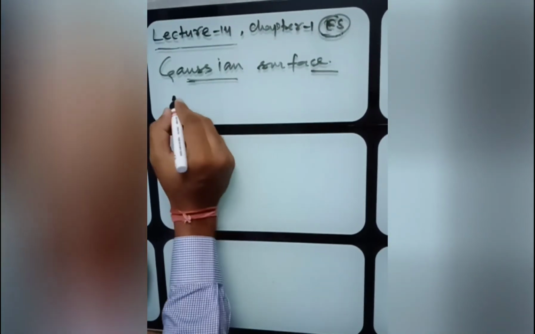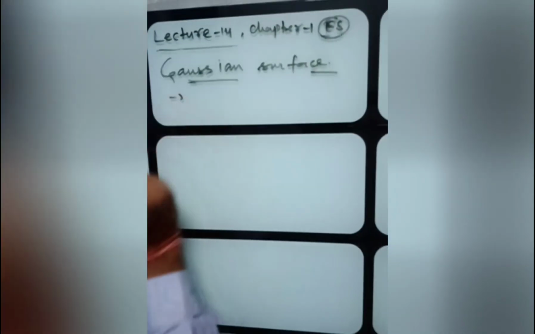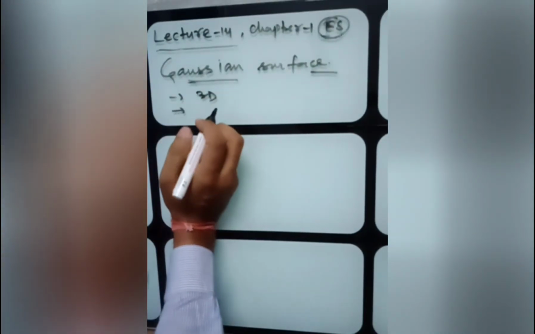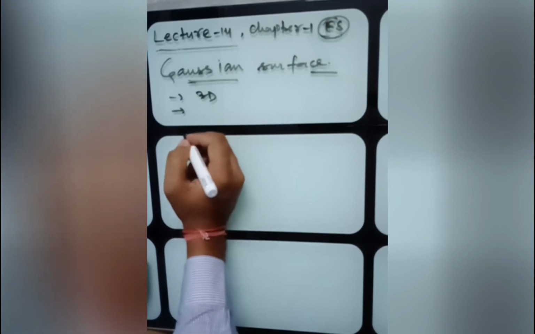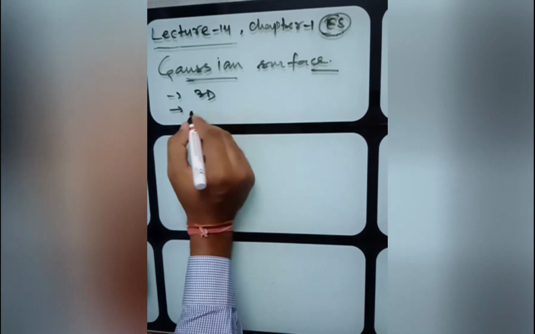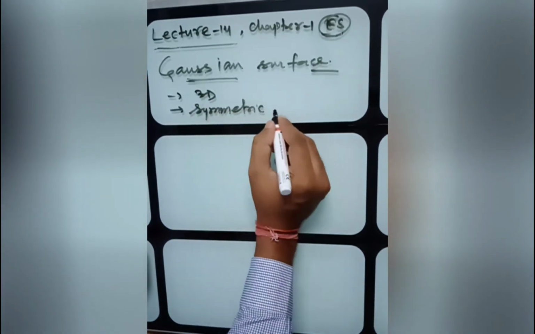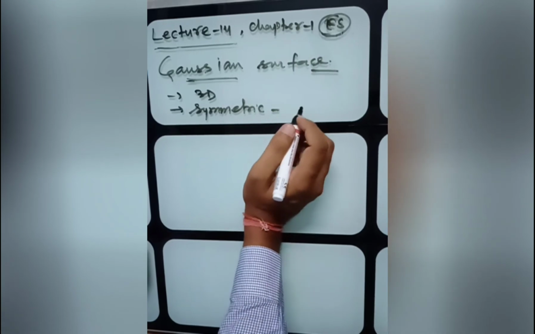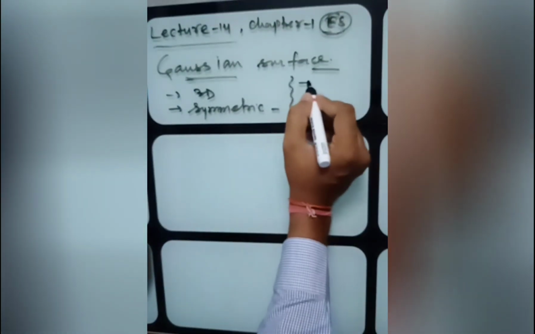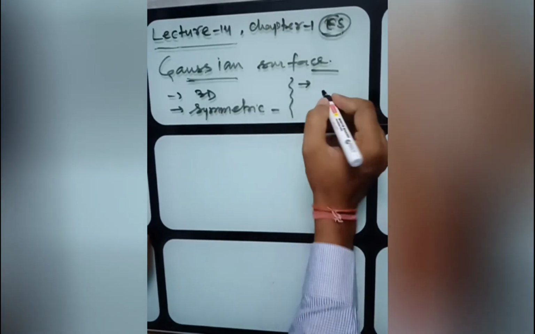Gaussian surface has certain properties. One, it should be three-dimensional. Okay, it should be three-dimensional. Gaussian surface, you have to take symmetric. Remember, symmetric. Why symmetric? For simplicity. It would be easy for your calculation. Okay. And the third, which is most important, electric field must be considered.